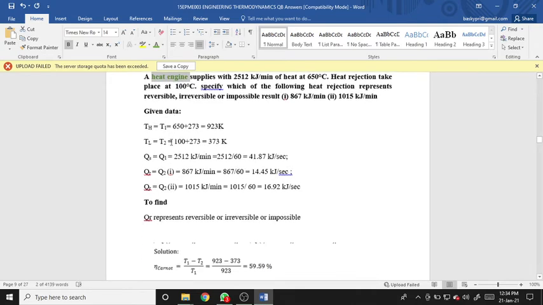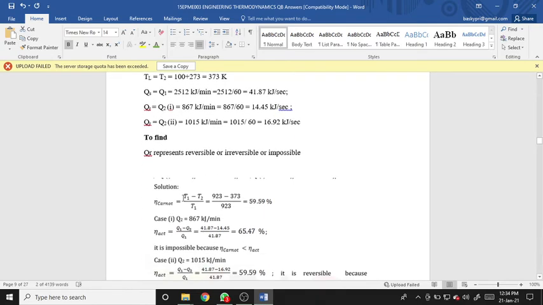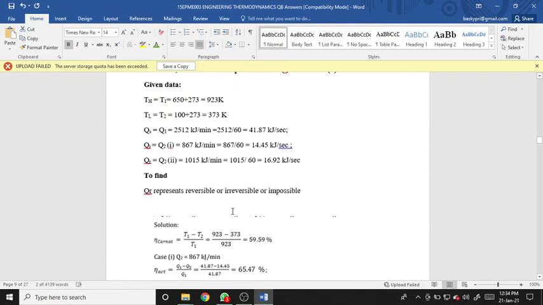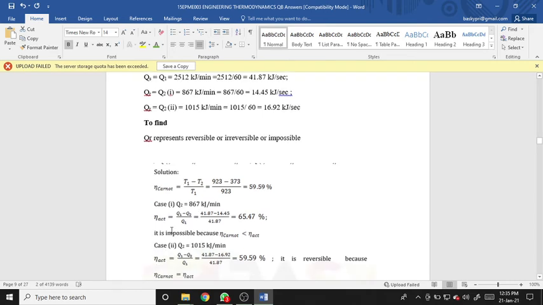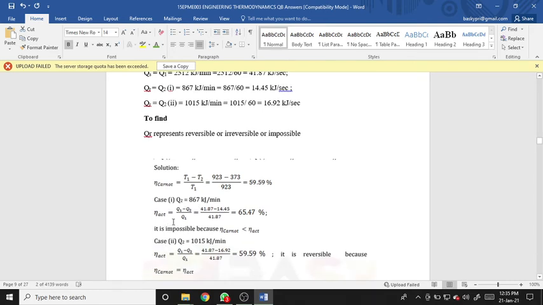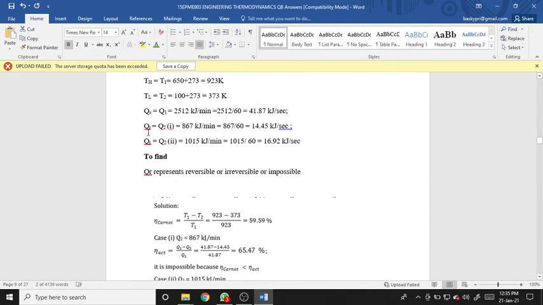For the heat engine, the formula is higher temperature minus lower temperature divided by higher temperature. All the values are given in the question. Substitute in terms of Kelvin and you can get the value of 59.59%. Efficiency is represented as a percentage, so we need to multiply the answer by 100. Next, we need to find the actual efficiency. The formula is output by input. Output is the work and input is the heat supply. The work can be further written as the difference between heat supply and heat rejection, that means Q1 minus Q2. Q1 is the heat supply and Q2 is the heat rejection.